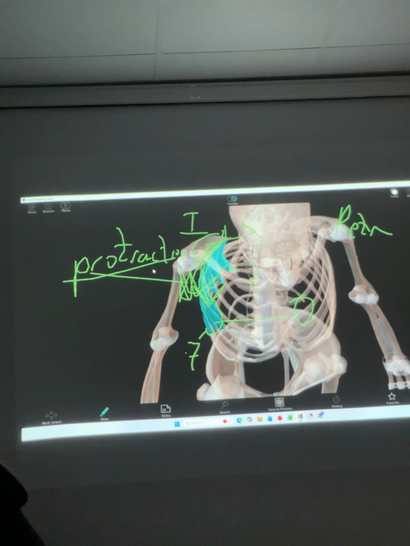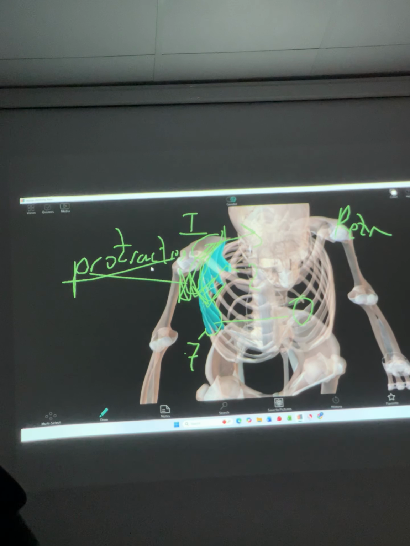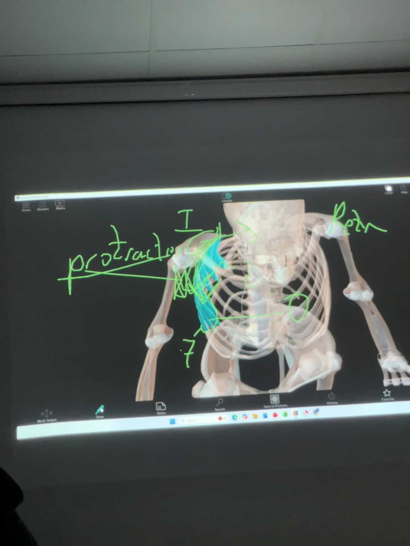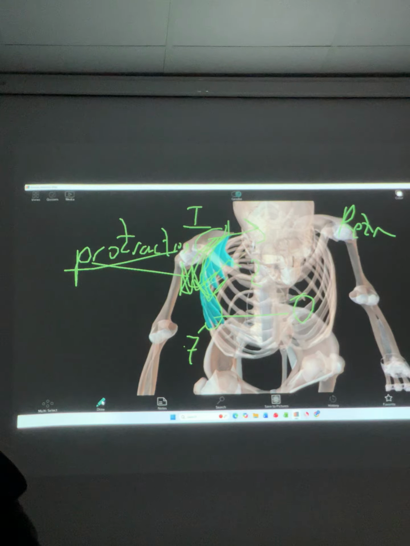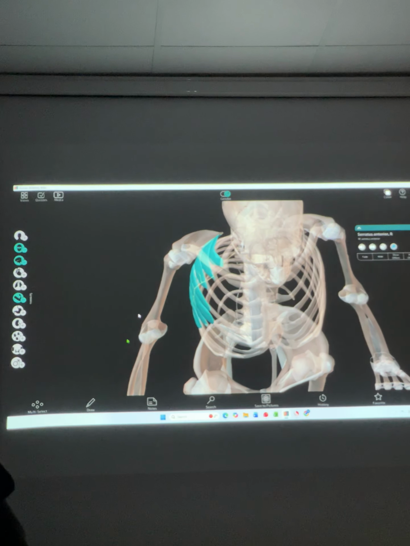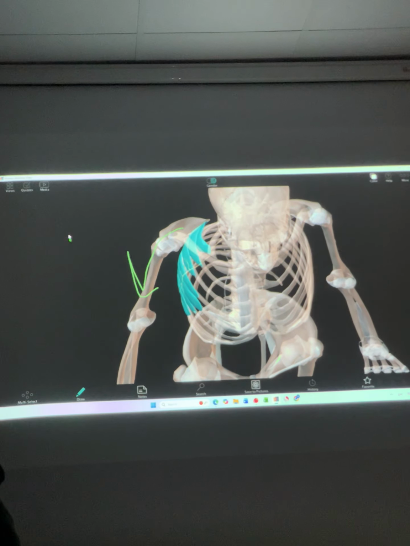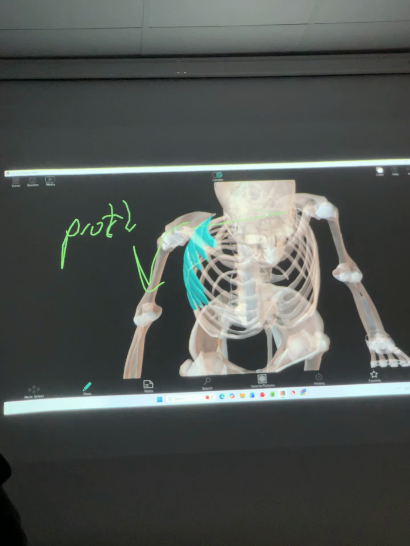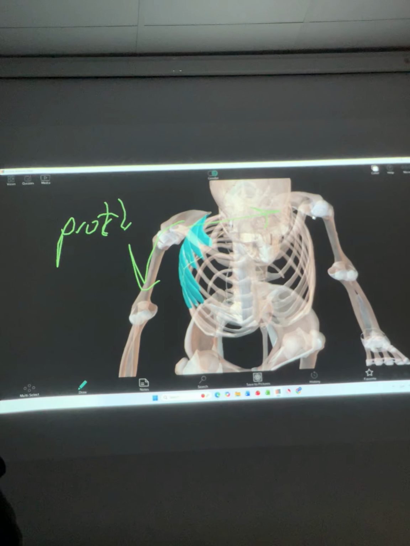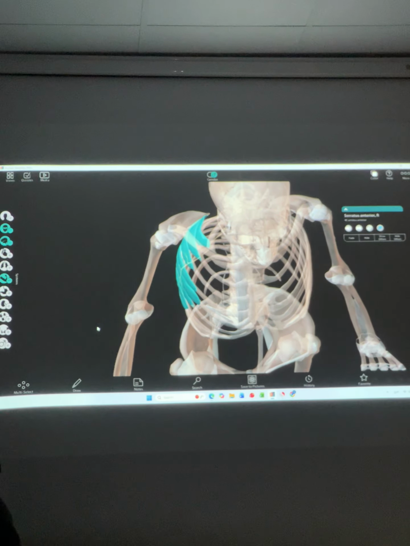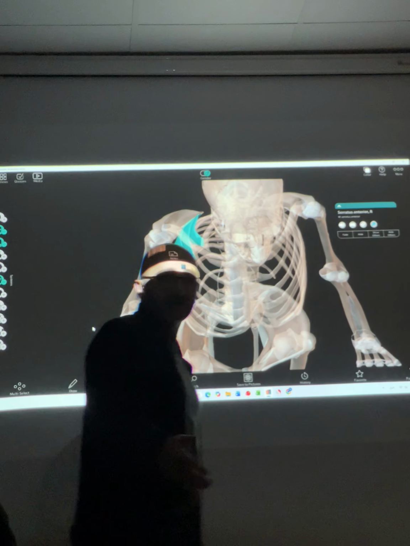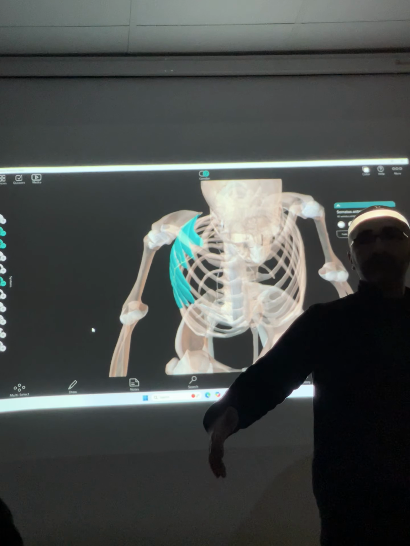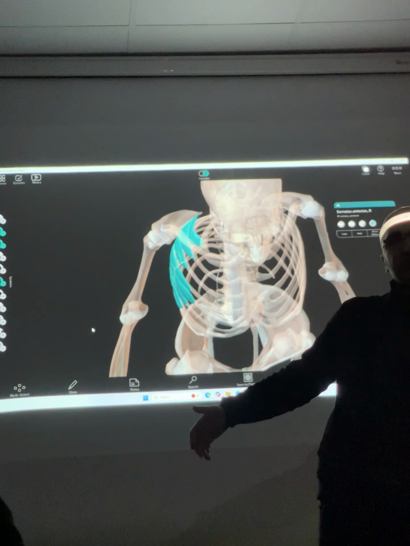Have you heard about this word, protraction? Remember, for the scapula, if it's going to the anterior side, that is scapular protraction. And if it's going to the back side, it's retraction. How does the scapula go to the anterior side? Look at me. If my shoulder goes to the back side, it's a retraction, right?